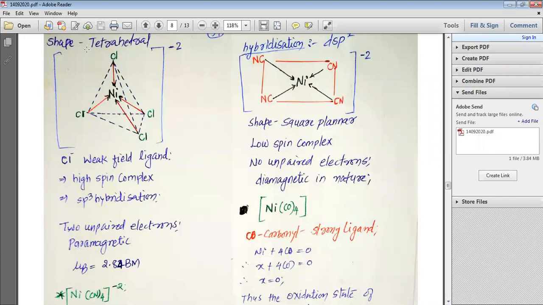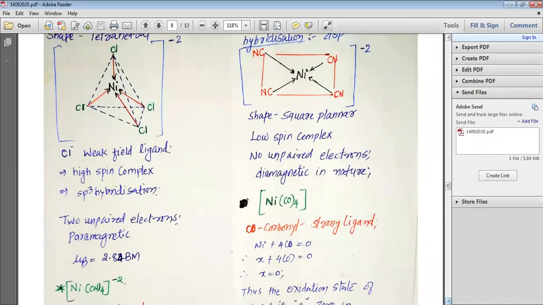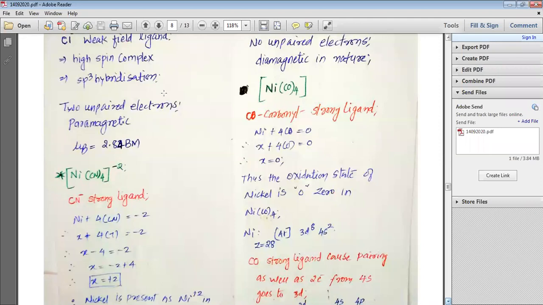Cl minus is a weak field ligand, that is why the complex is a high spin complex. The hybridization is sp3, and that is why we get the tetrahedral shape. 2 unpaired electrons are present, and that is why NiCl4 minus 2 is paramagnetic in nature, and mu for NiCl4 would be 2.84 Bohr magneton.